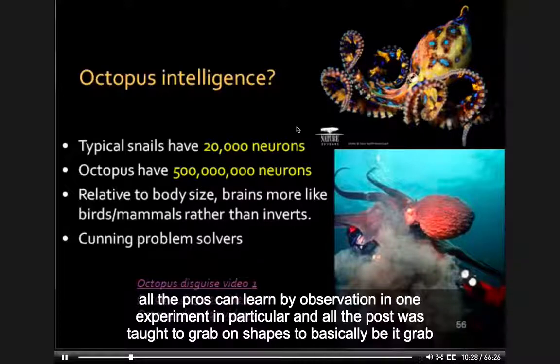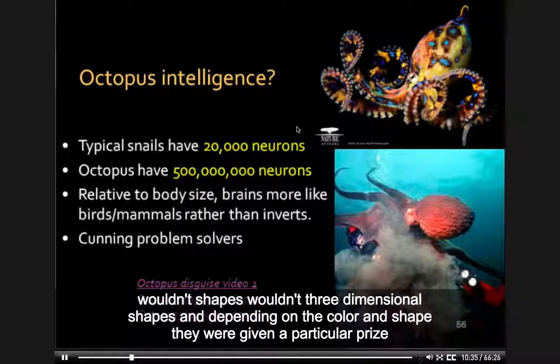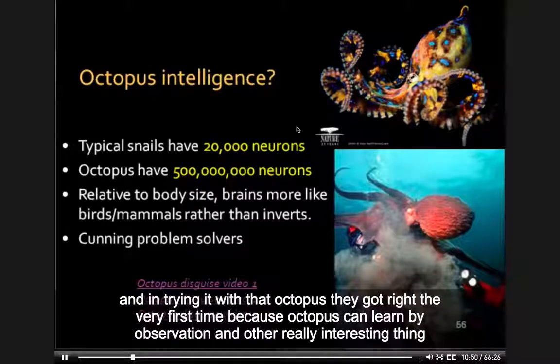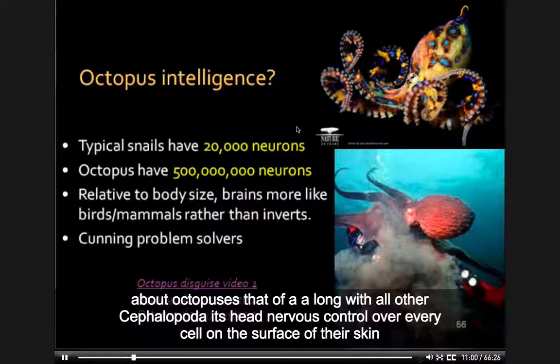In one experiment in particular, an octopus was taught to grab wooden three-dimensional shapes, and depending on the color and the shape, they were given a particular prize. And then they went across to the aquarium that was across the hall, to the octopus that was watching this the entire time. And in trying it with that octopus, they got it right the very first time because octopus can learn by observation.